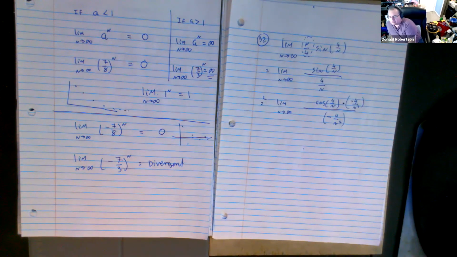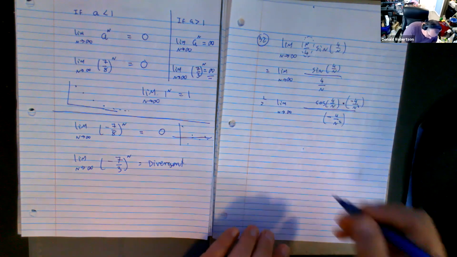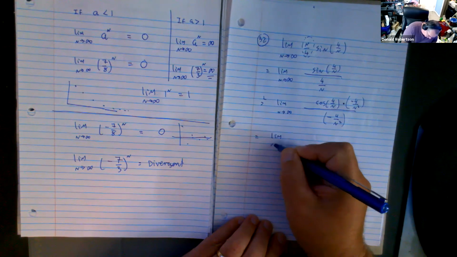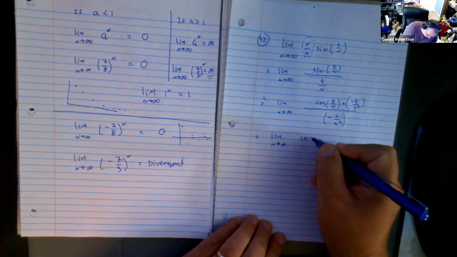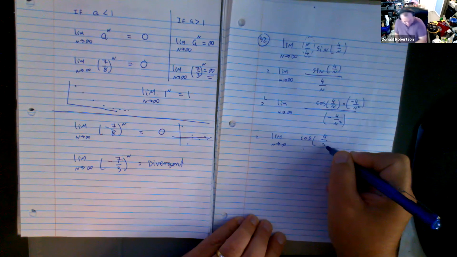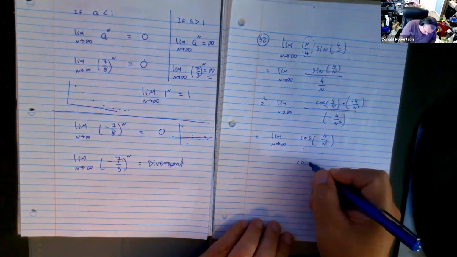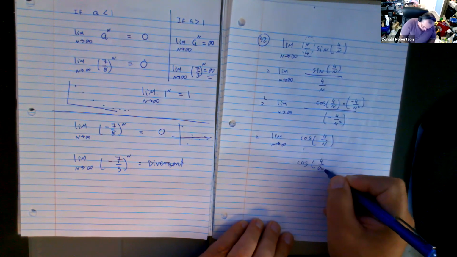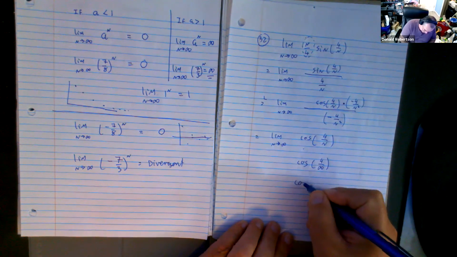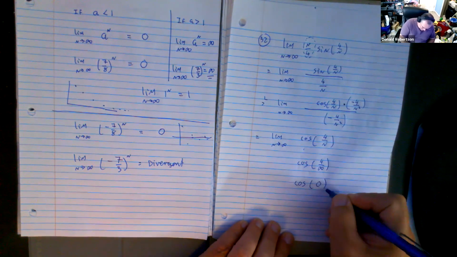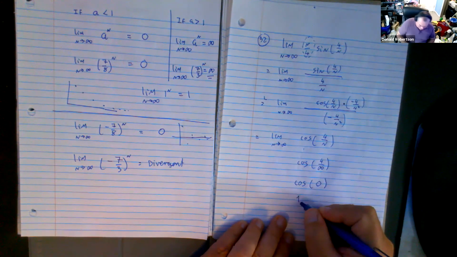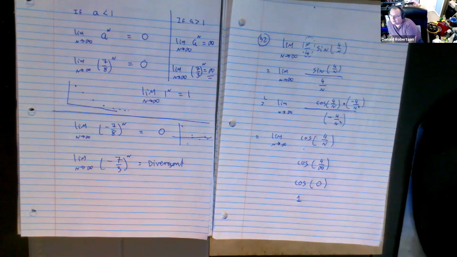Do you see a guy in the top cancelling out a guy in the bottom? So now what we have got is the limit as n tends to infinity of the cosine of 4 over n. And now I'm going to do brute force. That's going to be the cosine of 4 over infinity. The cosine of 4 over infinity is the cosine of 0, and the cosine of 0 is 1. Sneaky.